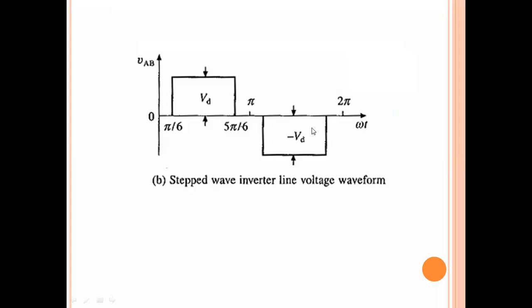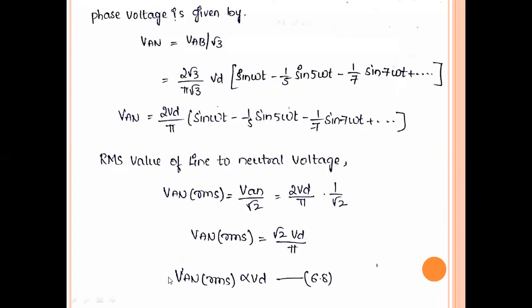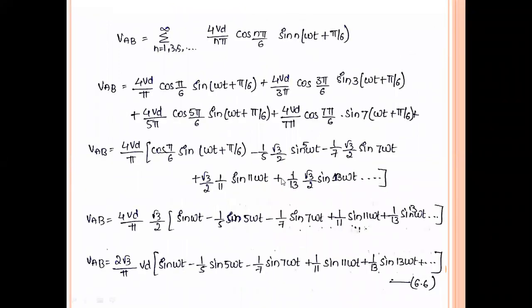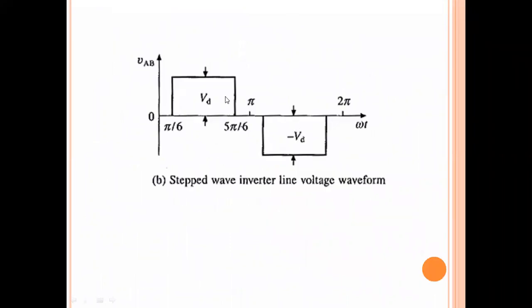And now we have just obtained the relation between Vd and VAN, which means output RMS voltage to the input value. So the voltage source inverter has the beauty of controlling both voltage and frequency, right? As we know, the output voltage can be controlled by the variable DC voltage or simply the input DC voltage. And the frequency can be controlled with the help of the time period of the particular stepped waveform.